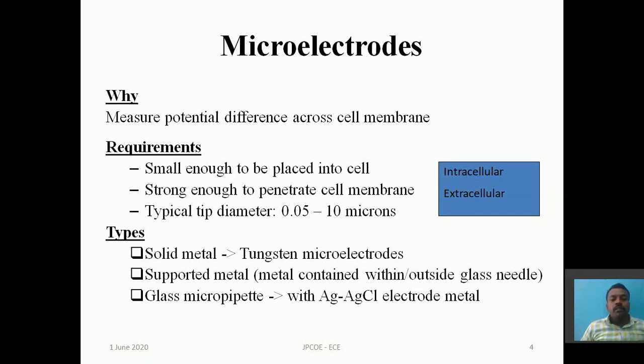So it should be very strong, so they use very strong metals: silver, then tungsten, then glass. The diameter of a microelectrode is 0.05 to 10 microns. Then types: it has three different types: solid metal, supported metal, and glass micropipette. Three different electrodes are going to be studied in this session.